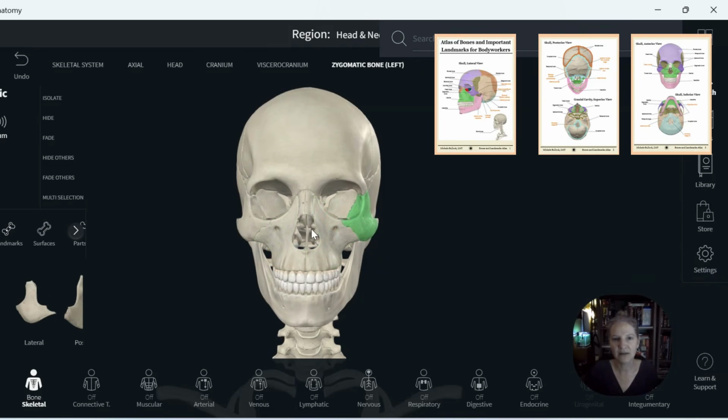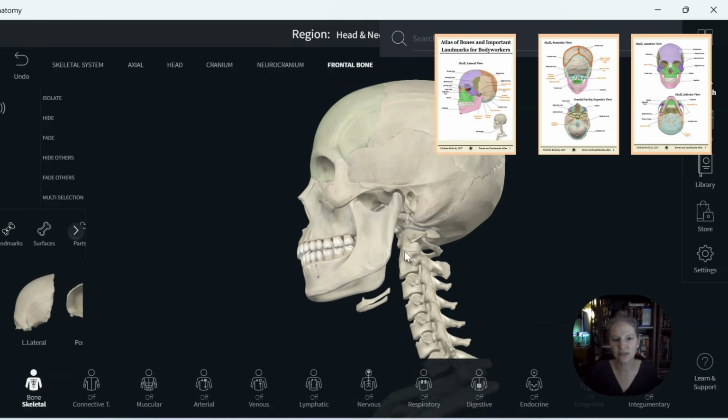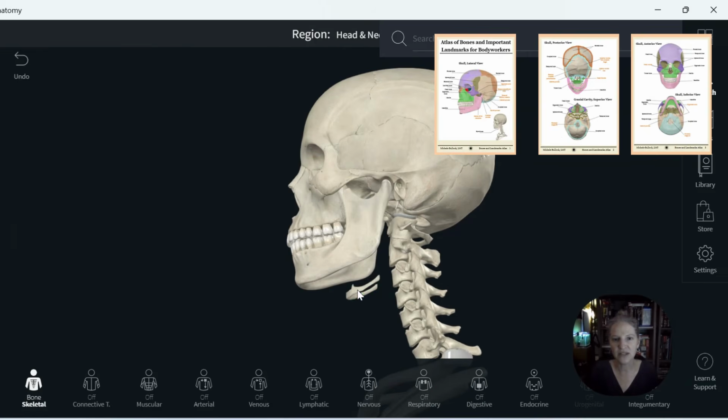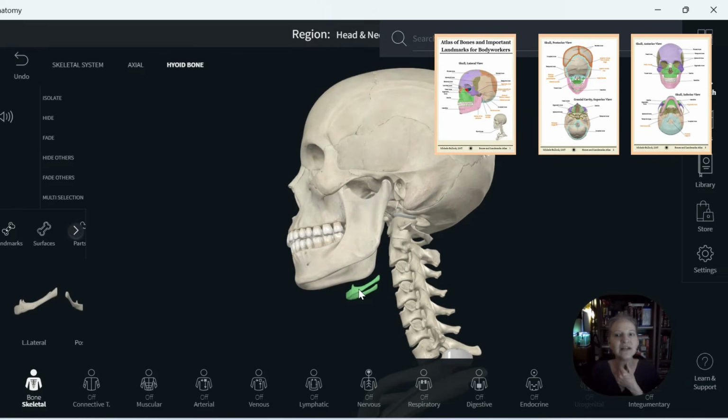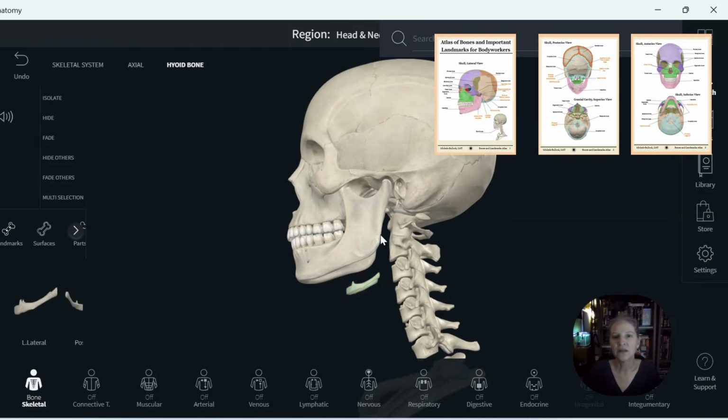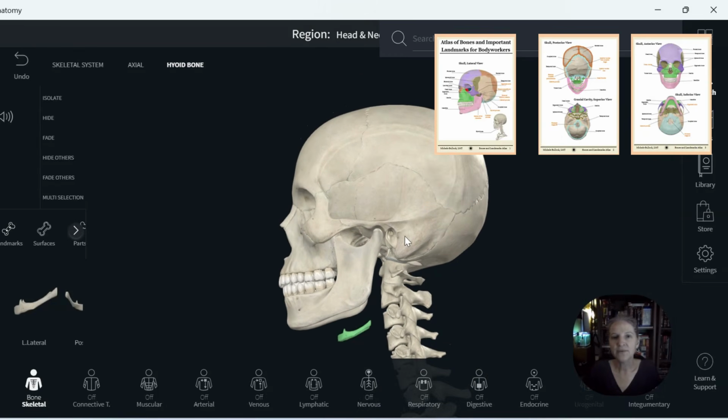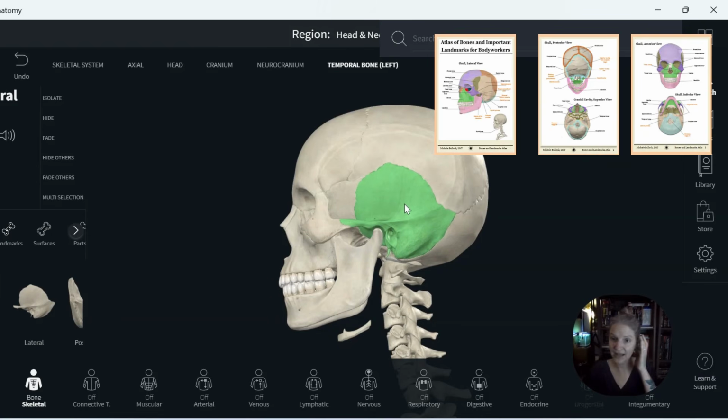The zygomatic bones are important to know. The frontal bone, knowing those bones is very important. The hyoid bone is good to know. That's that little floaty bone in your throat. If you open your jaw up and down, there are muscles that attach in there, so that's important to know. And then the temporal bone is on the side, but a little bit of sphenoid is going to be right in that little temporal divot.